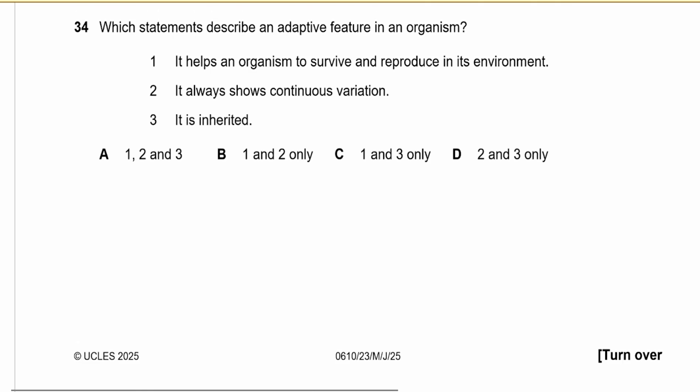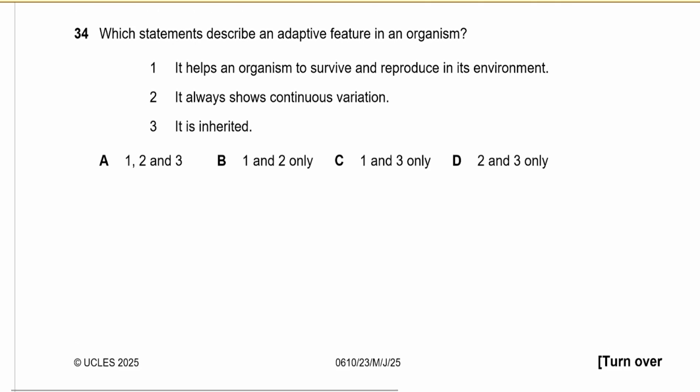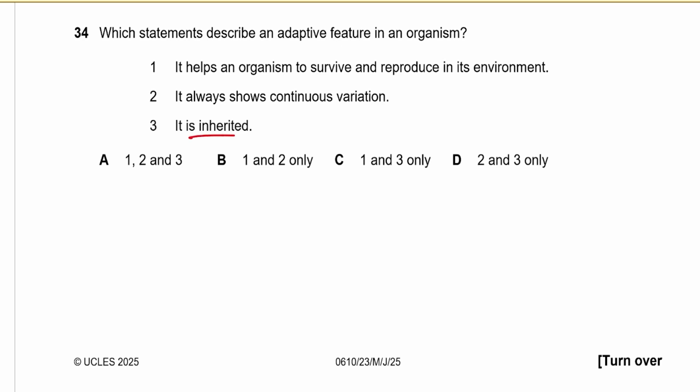Number 34 says, which statement describes an adaptive feature in an organism? Adaptive features are inherited features that enable an organism to survive and reproduce in its environment. So it is 1 and 3.